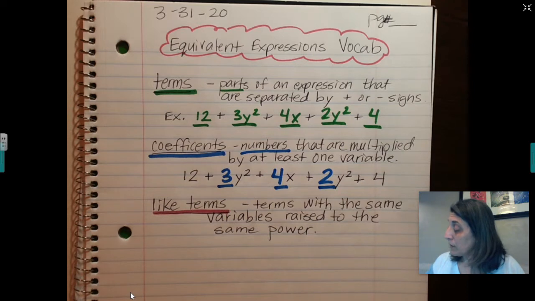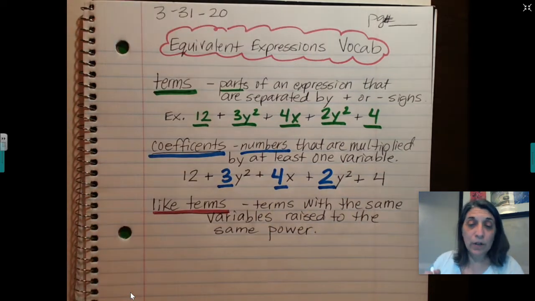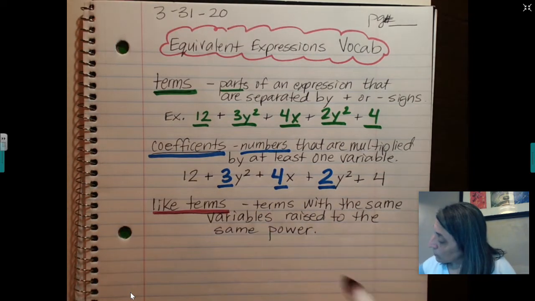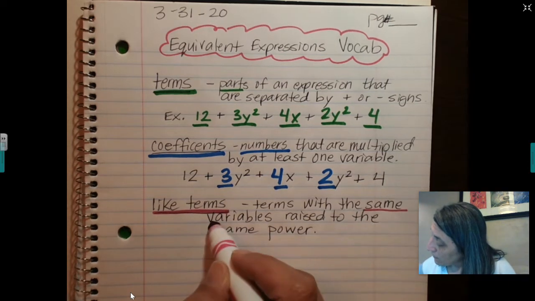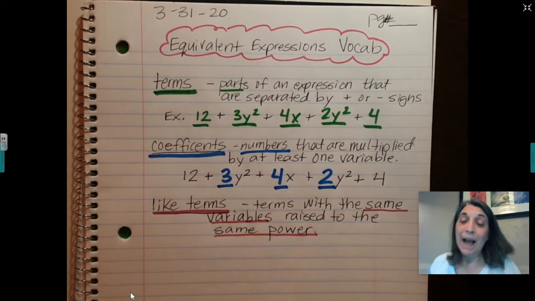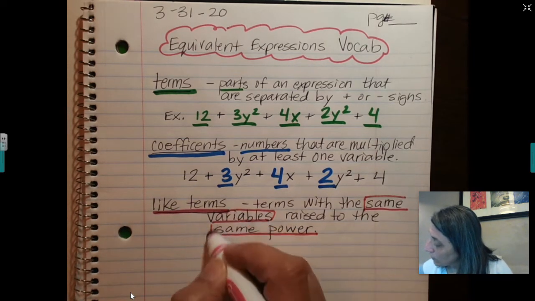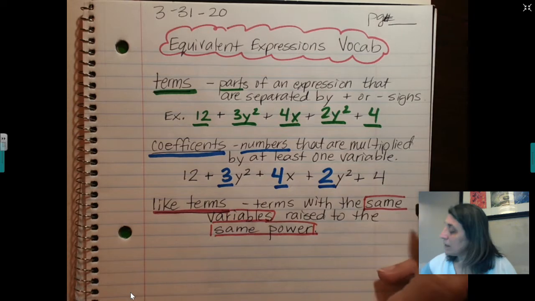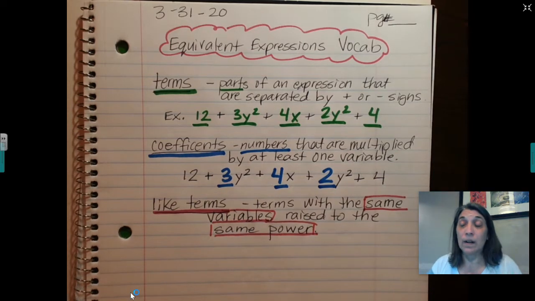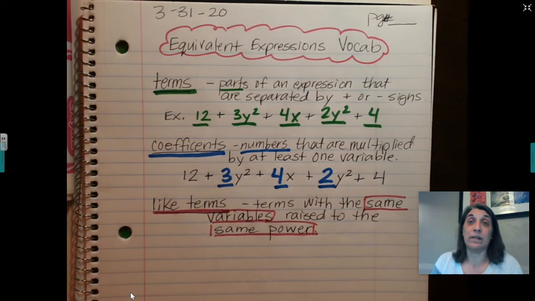And I'm actually going to, pink is my color that I chose. I'm going to underline same variables and same power, because actually I'm going to box it in because it's so important, these things. Same variables, same power. That is so important. Okay? Same variables, same power. Because we see x's and we start to try to combine them, and you're like, no, no, no. It has to be the same variable to the same power.